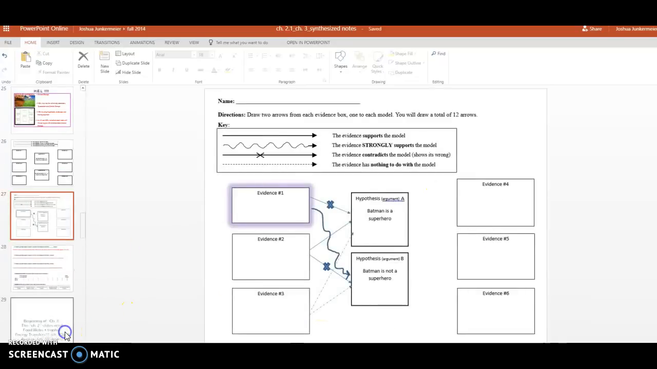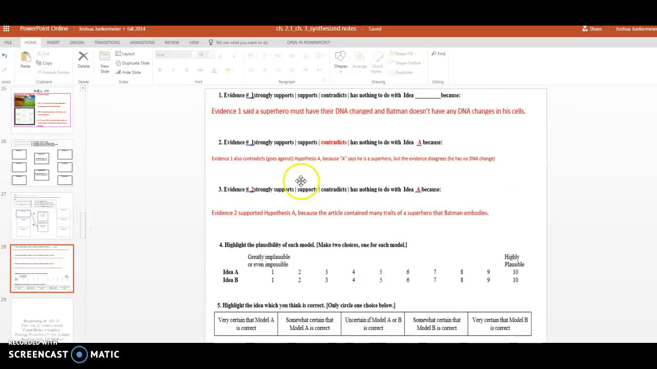And then it has a back page too, where you can see we'll draw arrows to indicate if an evidence supports or goes against these hypotheses. And we'll also fill out the back of the worksheet, which explains how a specific evidence strongly supports or contradicts, goes against a specific hypothesis.